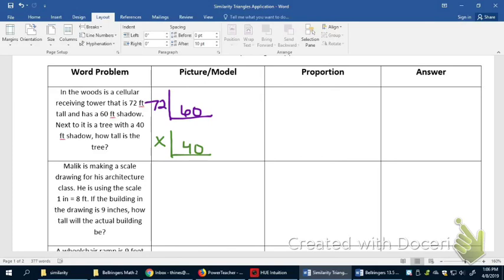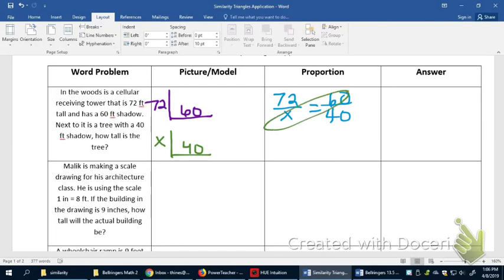So I can make that a triangle if you want to, or you can leave it like that. I can already tell that I have matching sides, the bottoms are the same and the tops are the same. Okay, so the proportion is the equation that you use to solve it. So how are we going to solve it? What would you write in that proportion box? 72 over x equals 60 over 40. Okay, and then we solve it the way that we have been.